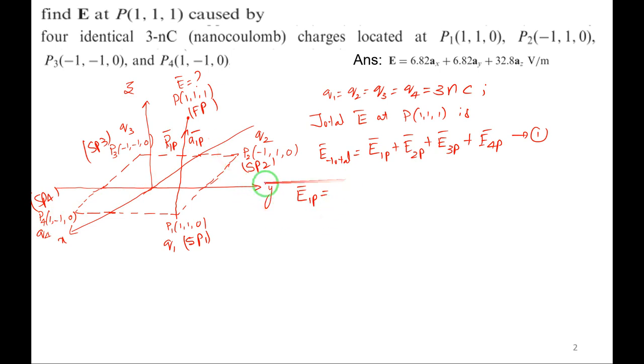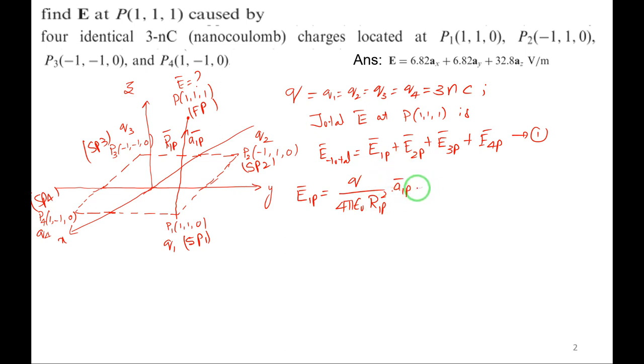So for E1P, I'll write the source point is Q1, meaning it is common. Q1 equal to Q2 equal to, let me call it Q, overall Q, right? So Q by 4 pi epsilon naught R1P square into A1P. Similarly for E2P, I can write Q by 4 pi epsilon R2P square into A2P, right? First we'll find out R1P, R2P, R3P, R4P. Then we'll go for A1P, A2P, A3P.